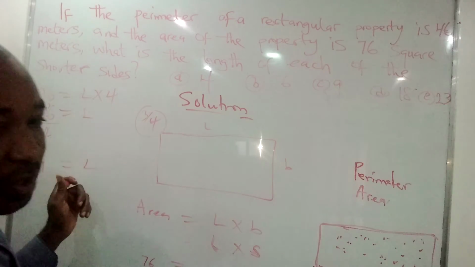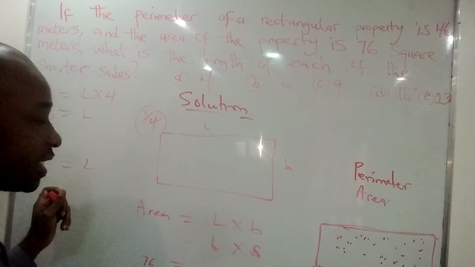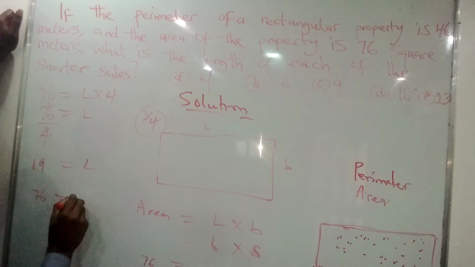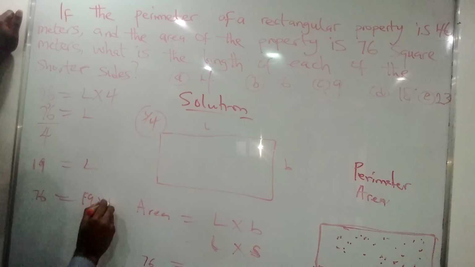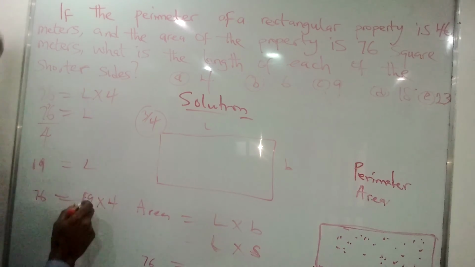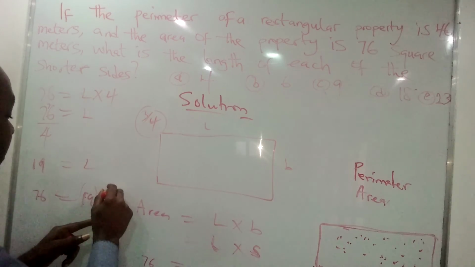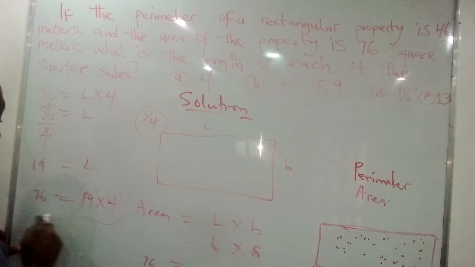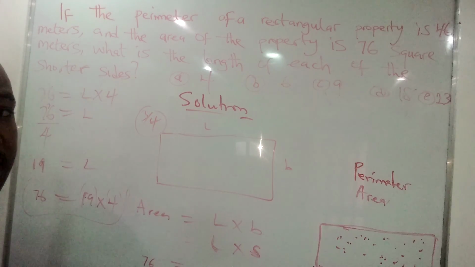Now you can see that, without being told, this looked like the answer. How did I know? Because 76 equals 19 as the length times 4, which gives us 76. The length is definitely longer than the breadth. So this is definitely the answer.